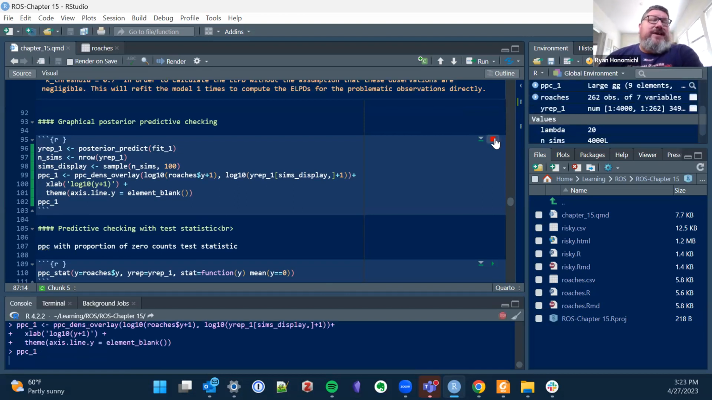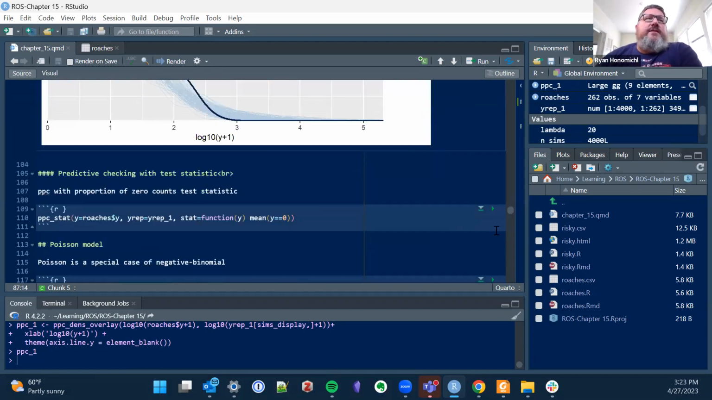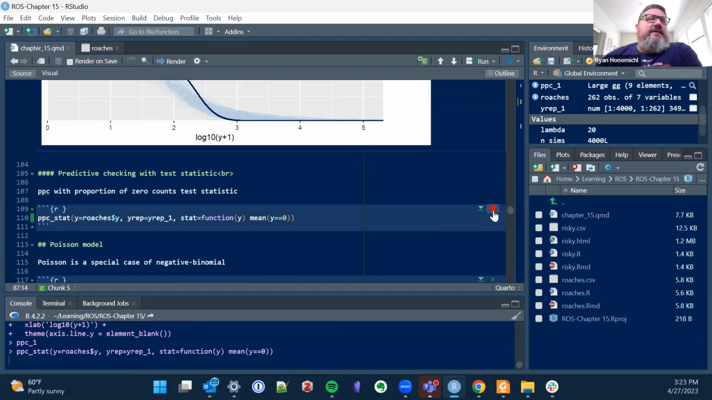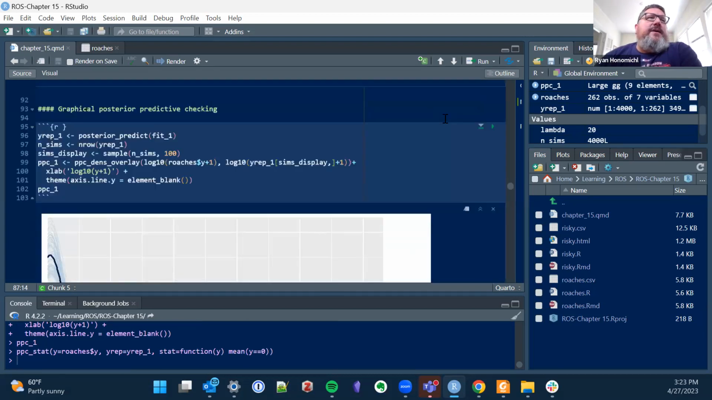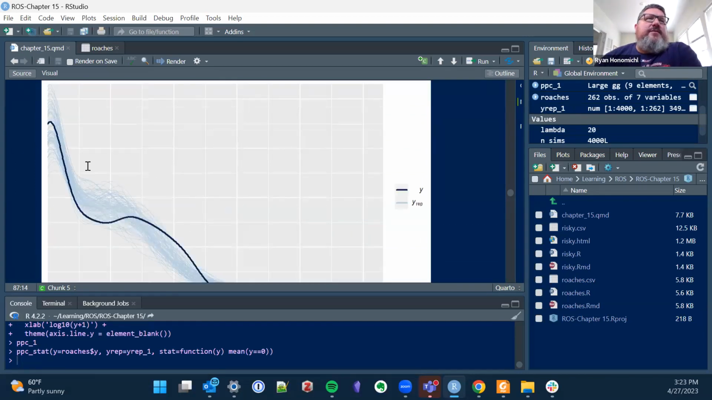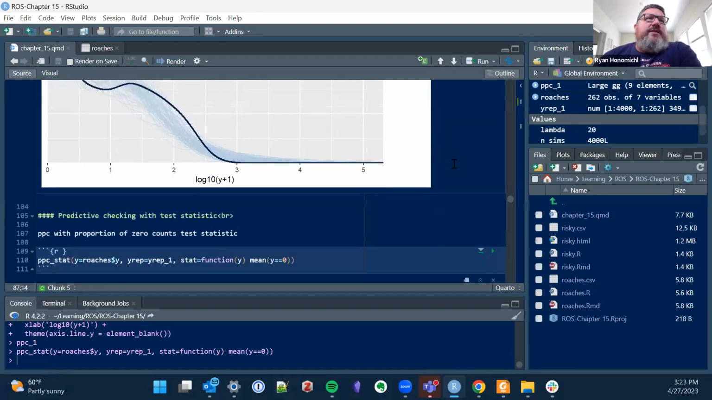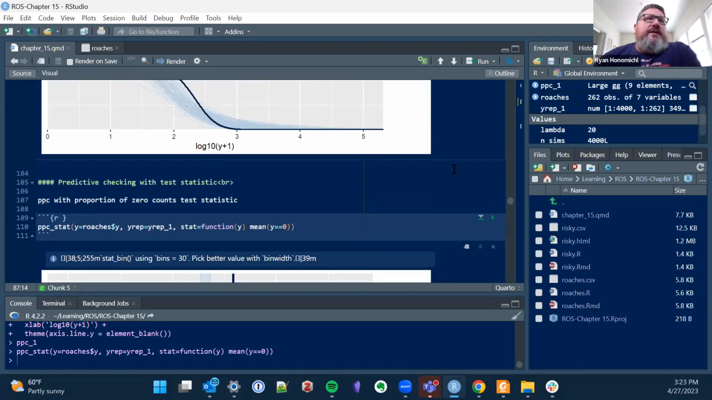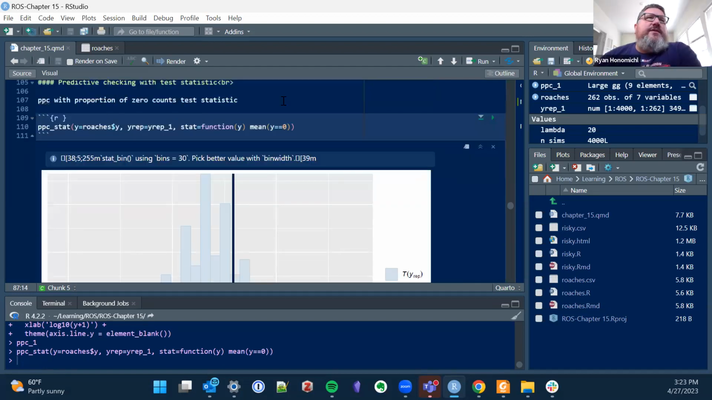I use something called the Brandt test, which somebody created to figure out how much overdispersion there really is. By the way, this is the posterior predictive graph, which I'm stealing from the book. This is for the negative binomial, and it looks better than the Poisson one, right? And so now what we're trying to look at is the proportion of zero counts, right?